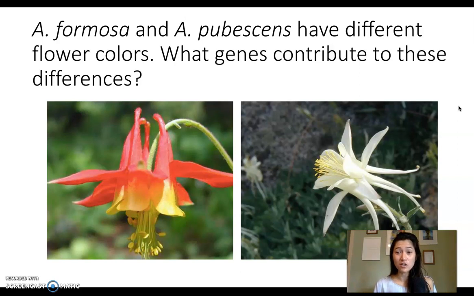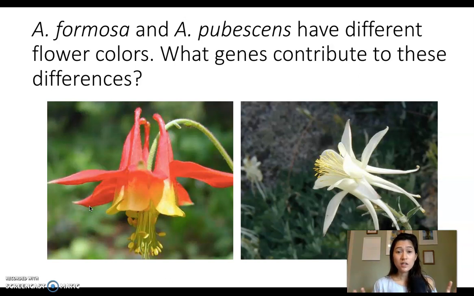Okay, so one of the things you might notice is that, first of all, the flower orientation is different. So Formosa is facing down and Pubescens is more facing up. And you also may have noticed that they're different colors. So Formosa here on the left is red, Pubescens on the right is white. And what's interesting is that, like I said, these two different flowers have different pollinators. This one on the right is pollinated by a hawk moth. This one on the left is pollinated by a hummingbird. And just like many other plants that are pollinated by hummingbirds, they have these bright colors to actually attract the hummingbirds. So that's really interesting.